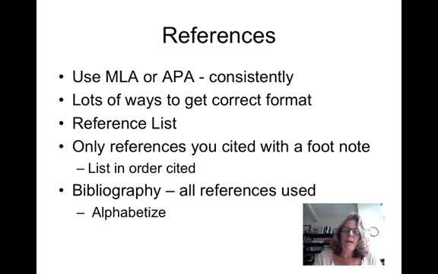Just for the references, use either MLA or APA, but do it consistently. There are lots of ways to get the correct formatting, lots of stuff online. I think even Word might do it for you. So you need to really look at formatting and make sure you're doing it right. You can either create a reference list, which is a numbered reference list in the order of your citation in the paper, or you can create a bibliography, which is all the references used, and these are alphabetized. Most people use references, but bibliography is an option.